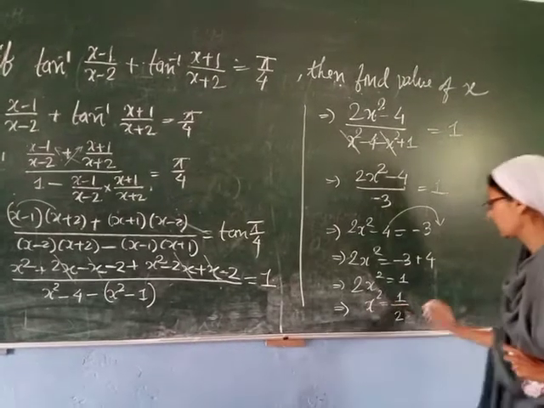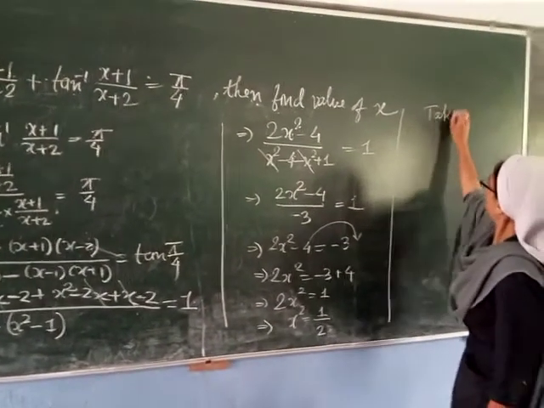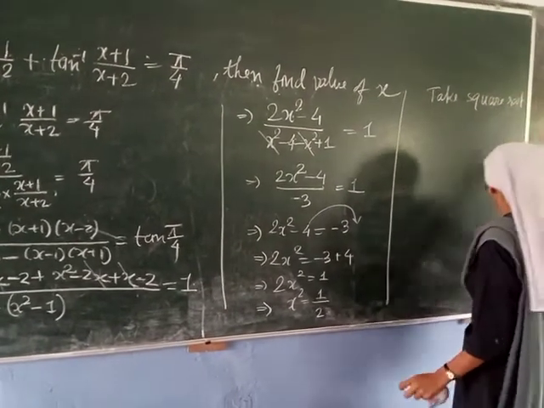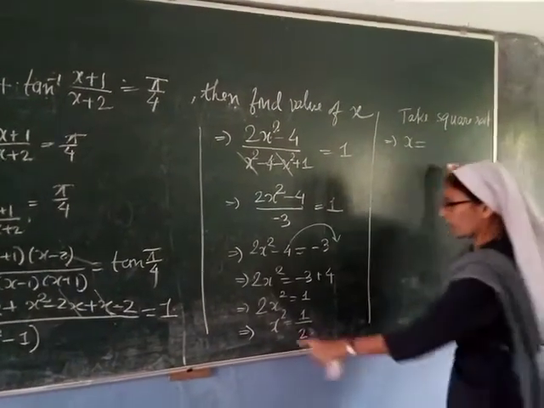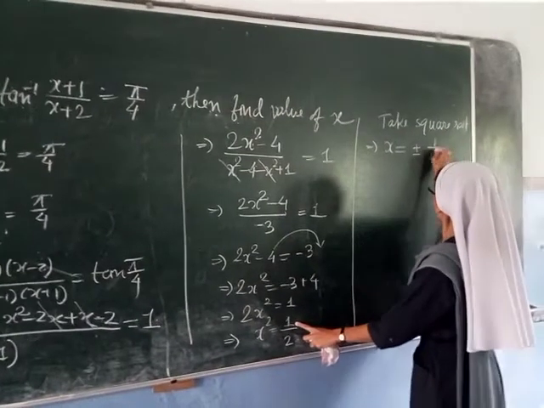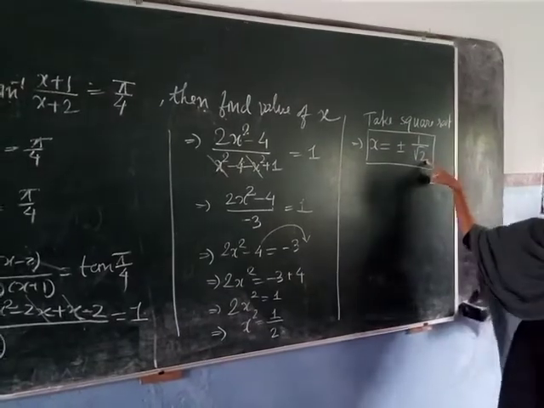So take the square root. Okay, so taking the square root, you have to take it on both the sides. And when you take the square root, you will take plus or minus. Okay, so the square root of x² is x, and this will be plus or minus 1 by root 2. So the value of x is plus or minus 1/√2.